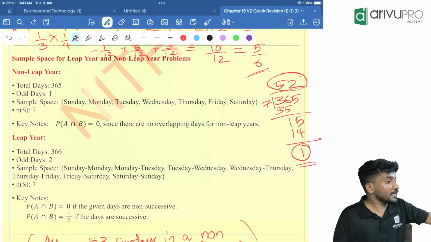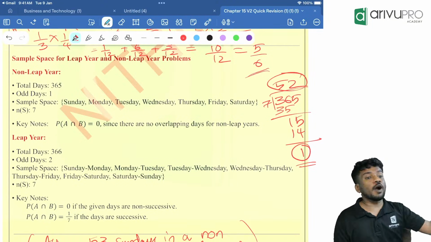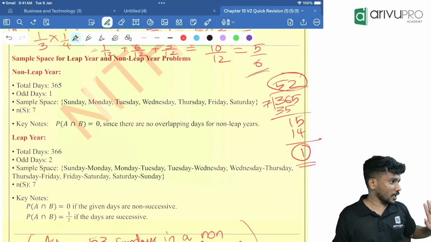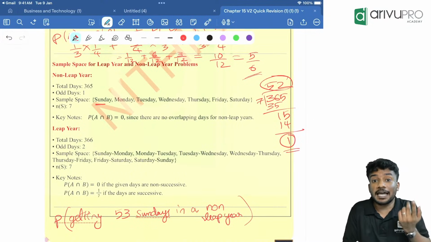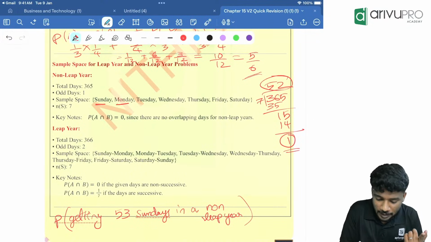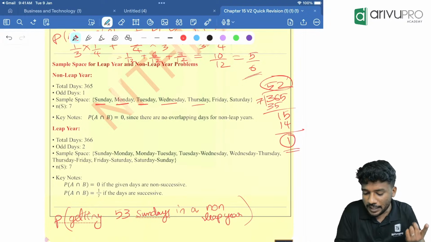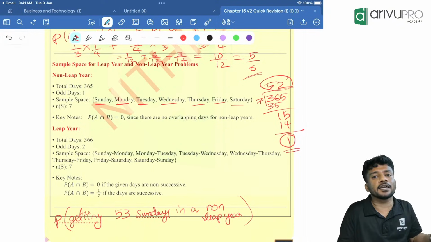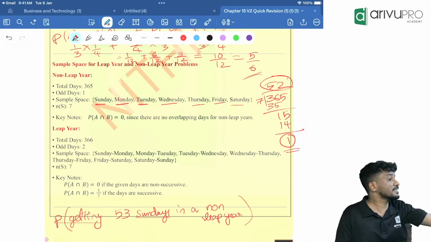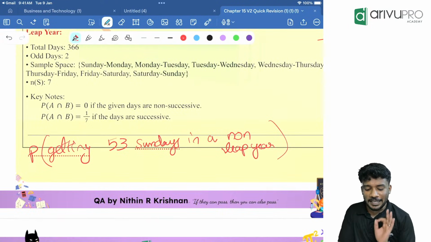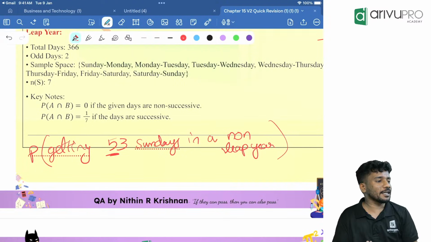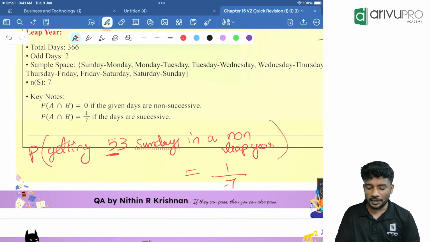So 52 Sundays are already there. Then 1 extra day can be there. That is the possibility, so the sample space will be that one extra day. That one extra day can be Sunday, Monday, Tuesday, Wednesday, Thursday, Friday, or Saturday. Any of the given days can be that one extra day. So the question will be the probability of getting 53 Sundays in a non-leap year. Answer will be 1 divided by 7.